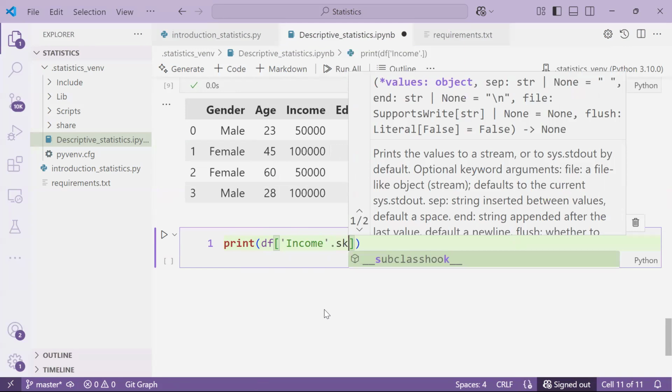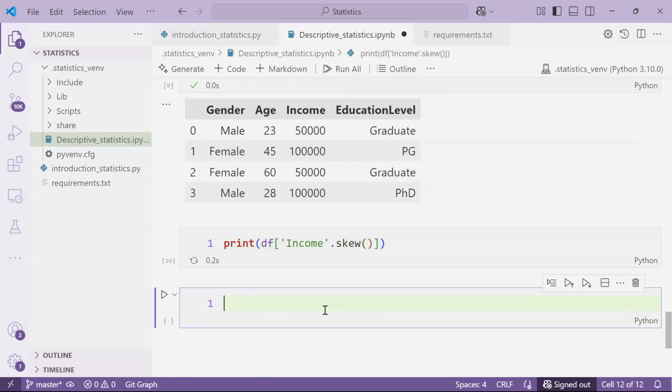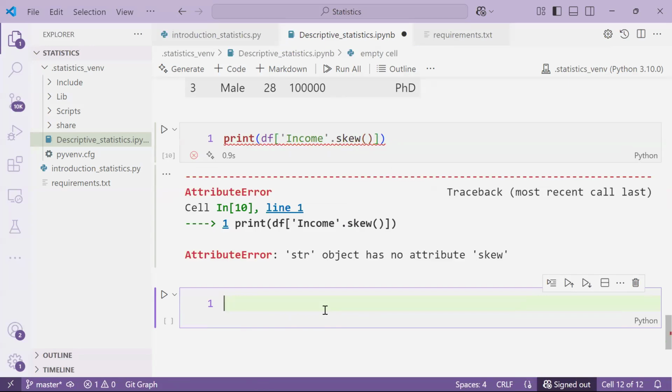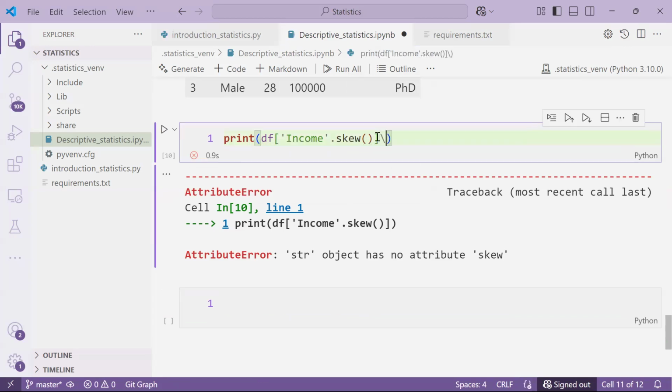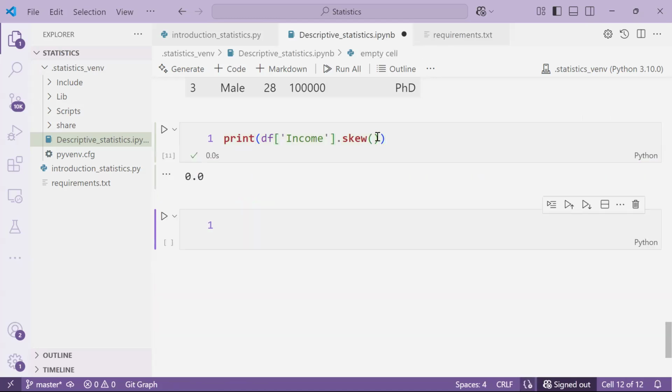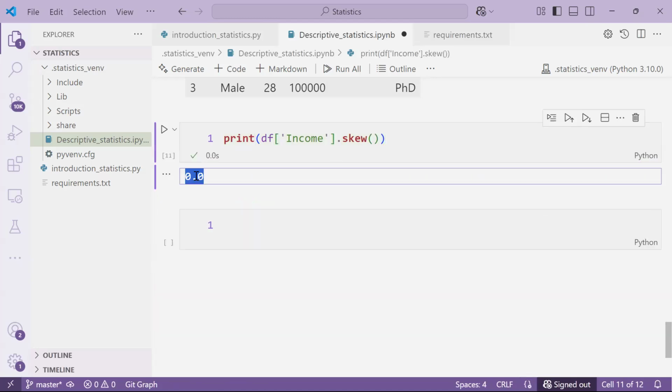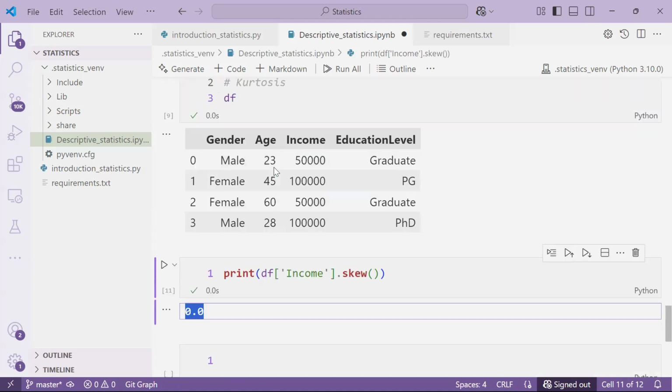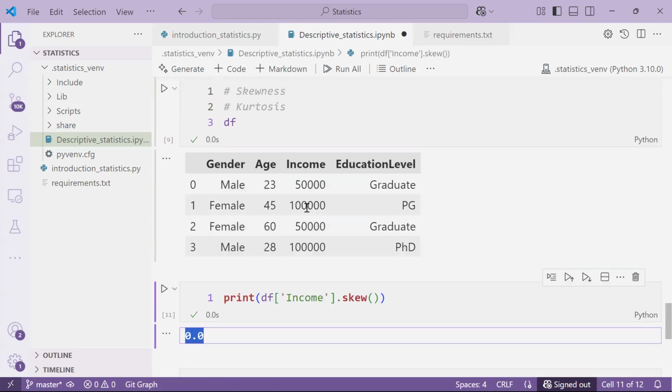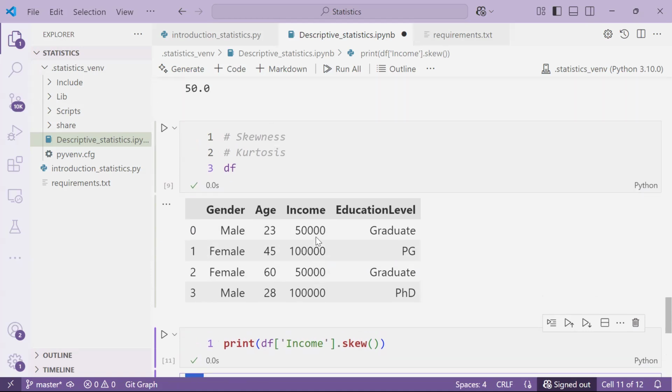You can simply give it like skew. It will give you some value. 0 indicates that there is no skew in our data. Say the values are 50, 1 lakh, 50 and so on. Most of the data was distributed in a positive way.